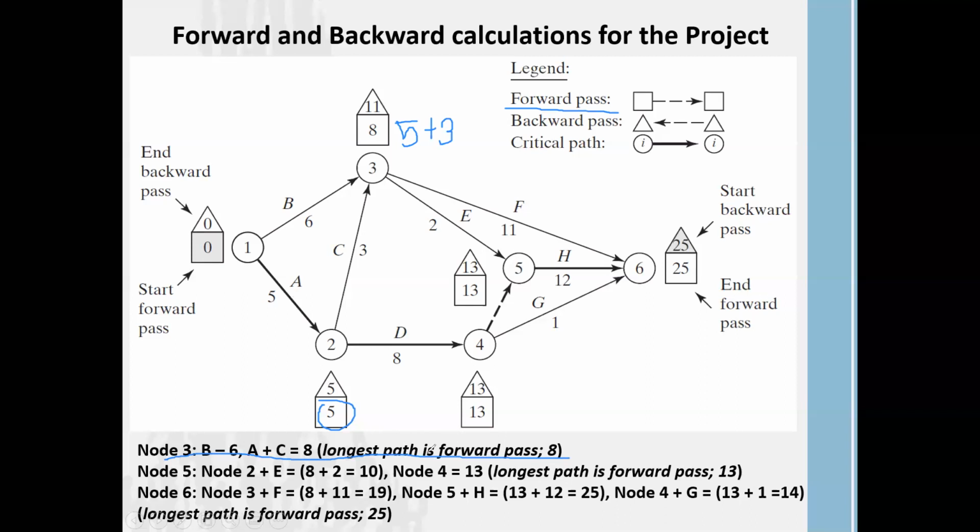The forward pass means you have to identify the longest path for your task to be fulfilled. Right? So the longest path means 5 plus 3, 8. 6 is lesser than 8. Therefore, for node 3, in the forward pass you have to take 8 weeks, not 6 weeks. Likewise, then come to task 4.